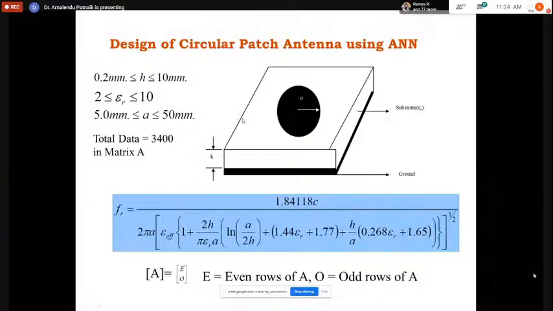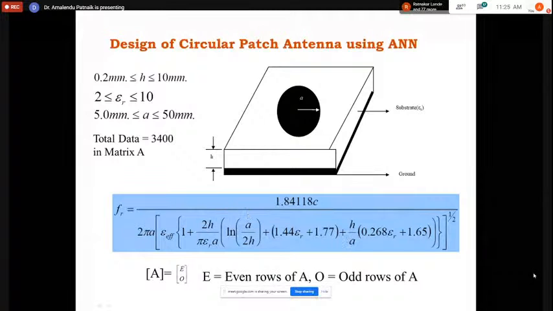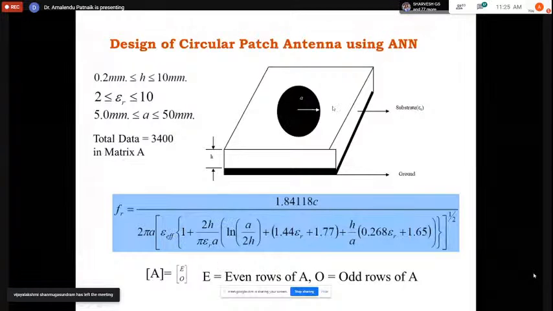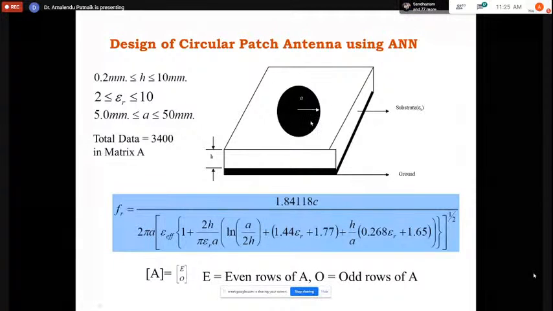Now see this one. This is a closed form formula to find out FR, the resonant frequency. This particular formula can give you a reasonably good result when you are trying to find out FR, the resonant frequency, given these parameters. But that's not the problem. The problem is, suppose I want to design the antenna, or I want to find out the radius of this circular patch for my antenna to work at a particular frequency.